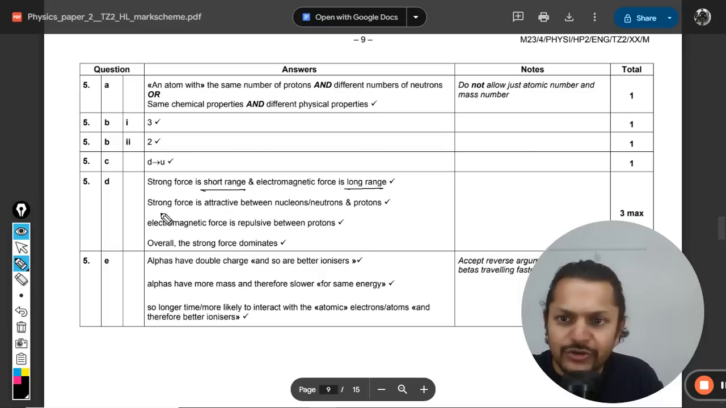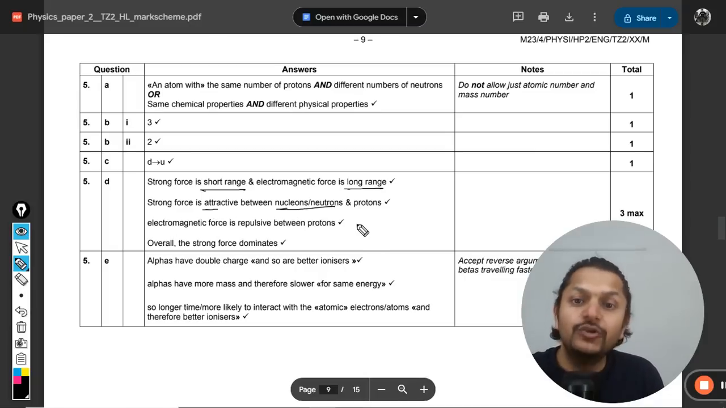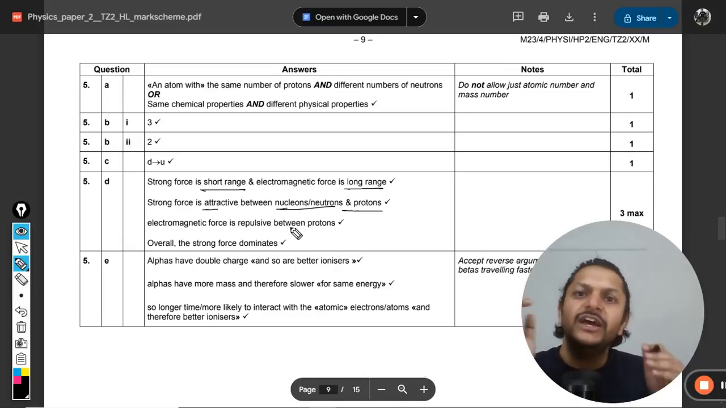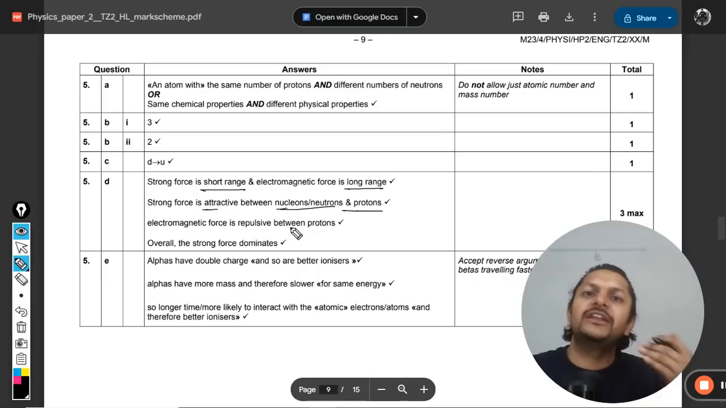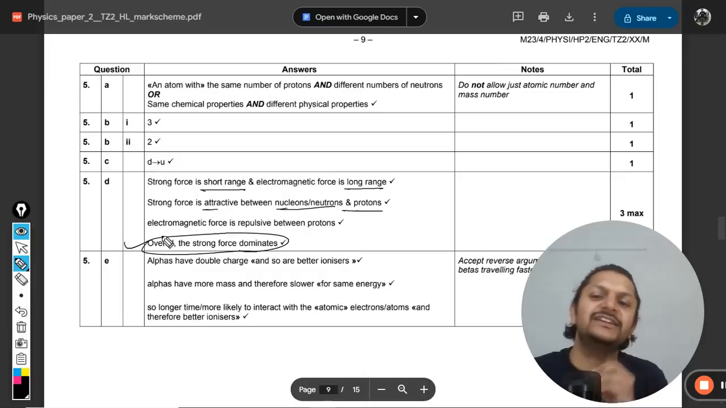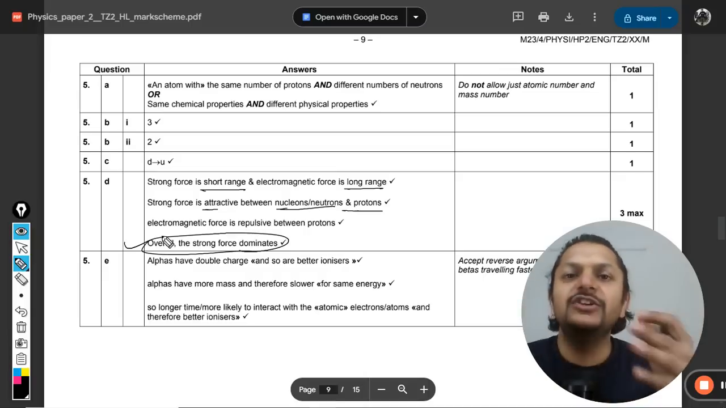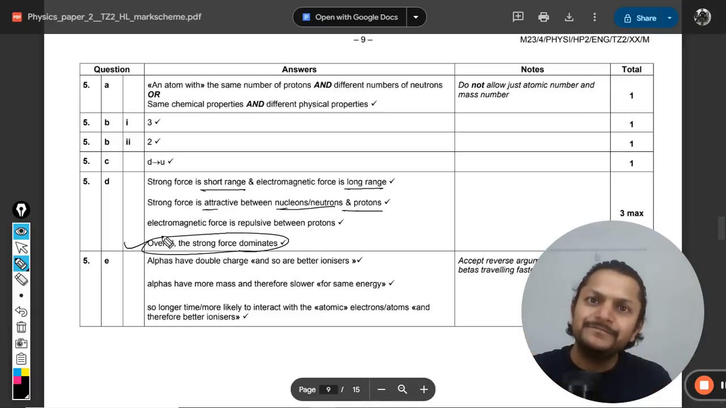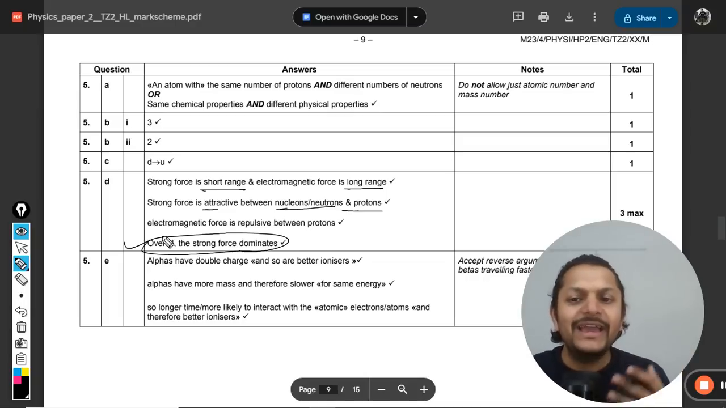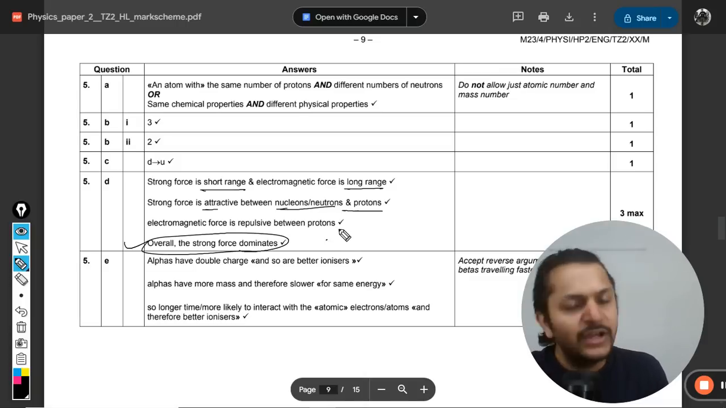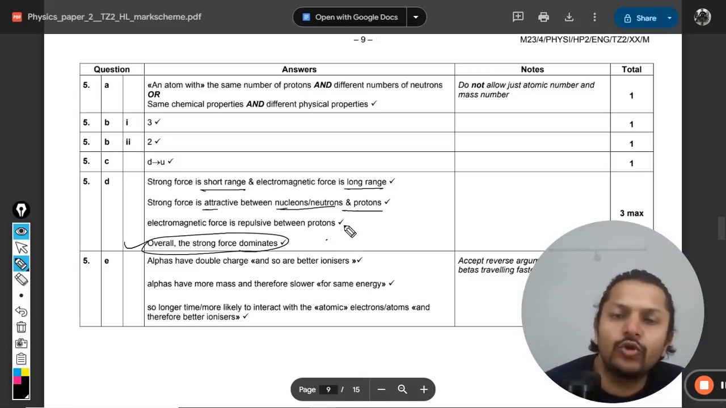So strong force is short range, no problem. Strong force is attractive between neutrons, and I told you, and neutrons and the protons. But electromagnetic force is attractive in electron and proton, and repulsive in proton and proton. Overall, the strong force dominates. Oh, this is the reason that they want to say why the nucleus is becoming more stable, because there are protons there, and yeah, there are two protons there in the helium. So why is the stability there? So we would be saying that the nuclear forces are stronger, and that is why they dominate the Coulomb force. That's it.